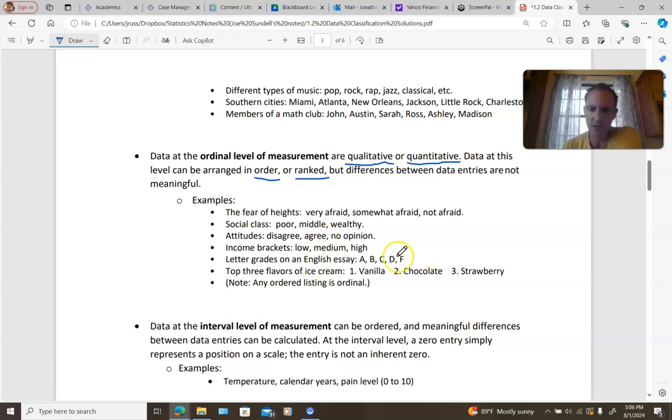Here's some other examples. I'll let you read these. Letter grades on an English essay, A, B, C, D, F. This can be ordered, right? Top 3 flavors of ice cream. This can be ordered. In fact, it is. So if vanilla is the top flavor of ice cream, then you can order it. It would be number 1. And then if chocolate comes in second, it would occupy the second position, and so on and so forth. So any ordered listing is going to be ordinal.